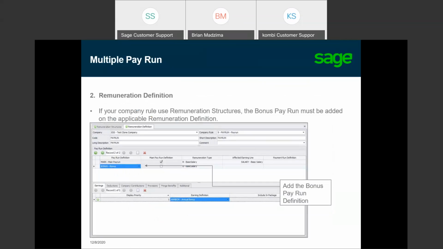So let's have a look at remuneration definition. If your company rule uses remuneration structures, then the bonus payment run must be added onto the applicable remuneration definition as well. So you'll see that you'll have your pay run for your main run and your bonus run as well. And then you can add those pay runs onto your rem structure as well.